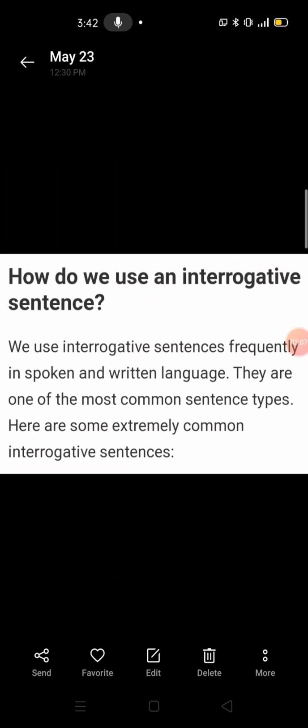We use interrogative sentences frequently in spoken and written language. They are one of the most common sentence types. An interrogative sentence asks a question and it always ends with a question mark. Here are some extremely common interrogative sentences such as, what is your name? How are you? Where are you going? Etc.